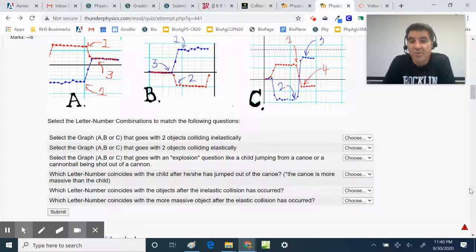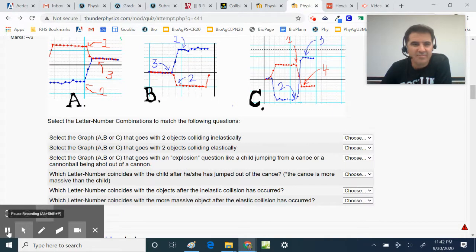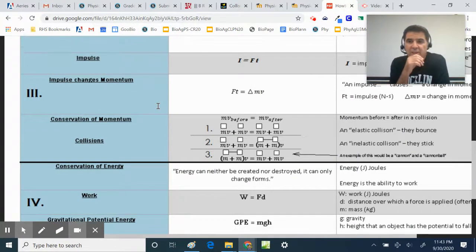Okay, back again. So now we're looking at graphs, and there's three types of collisions that we're talking about. Just three, and they're actually on your equation sheet. So if you have your equation sheet, you can kind of follow along with the idea. Okay. So here's the equation sheet, and you scroll down your equation sheet, and you get to this section, and you'll see that there's elastic collisions and there's inelastic collisions. And then there's a third one called an explosion equation.